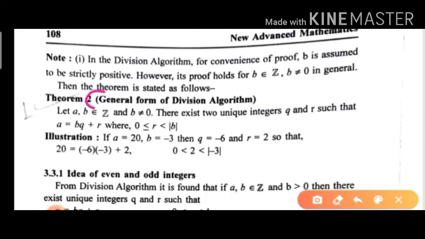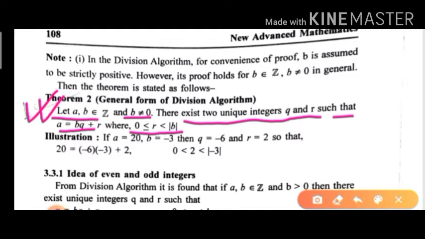the general form of the division algorithm is the second theorem. What it says: let a and b belong to Z and b not equal to 0, then there exist two unique integers q and r such that a is equal to bq plus r and r is greater than or equal to 0 and less than modulus of b. That means always the positive value of b. So this is the general form of the division algorithm.